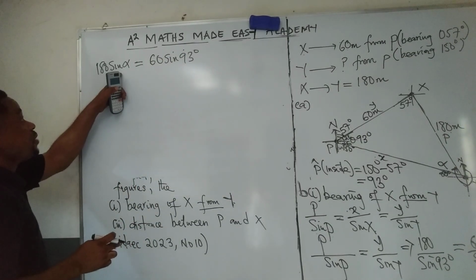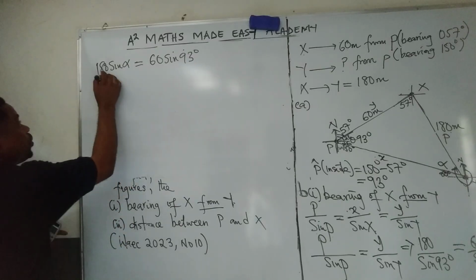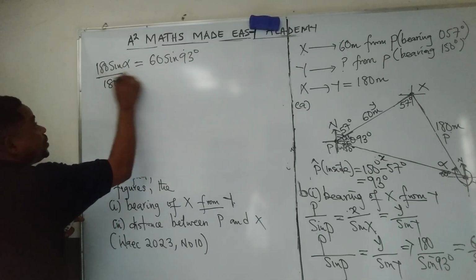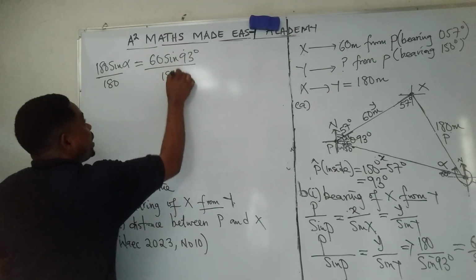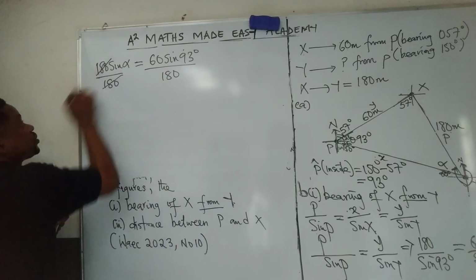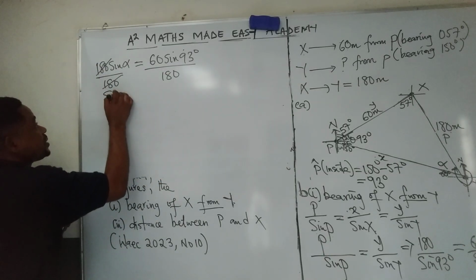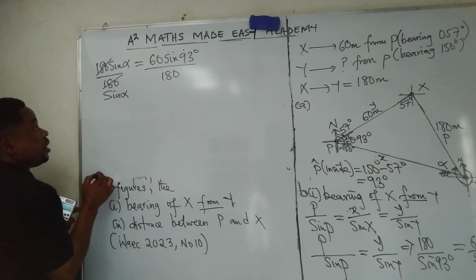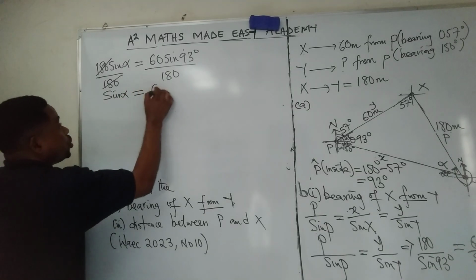What is my target? To make sine alpha the subject of the formula. I will now divide this by 180. Are you there? Divide this by 180, so that 180 cancels 180. I have made sine alpha the subject of the formula, which is now equal to 60.